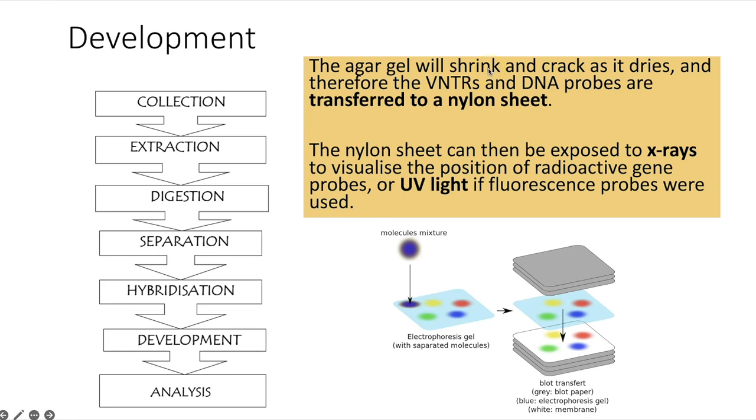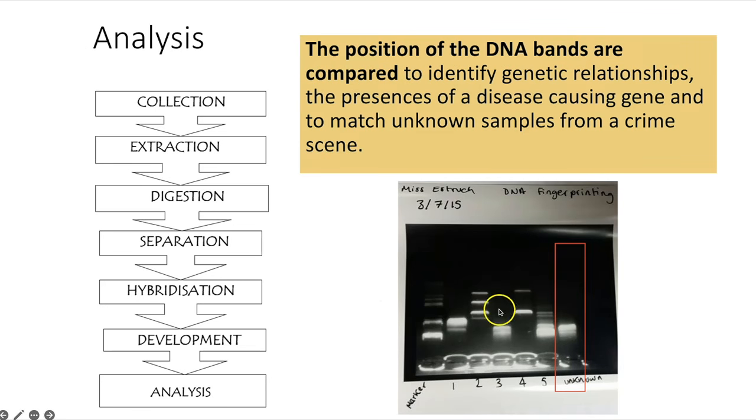So the development then, the agar gel will actually shrink and crack as it dries. So we transfer the VNTRs and DNA probes using a nylon sheet, so transfer it onto that, and the nylon sheet can then be exposed to X-rays if you've used a radioactive probe, or you can expose it to UV light if it was a fluorescent probe that was used. And that is then how we get this development of your bands that we can actually see the positions of.